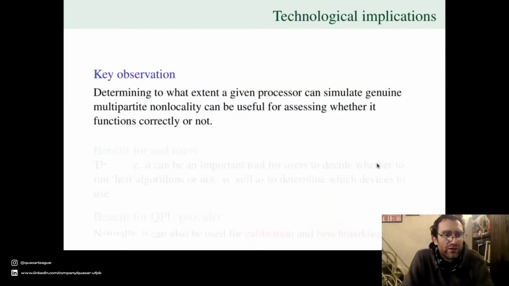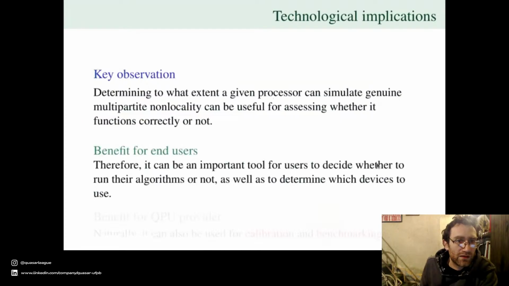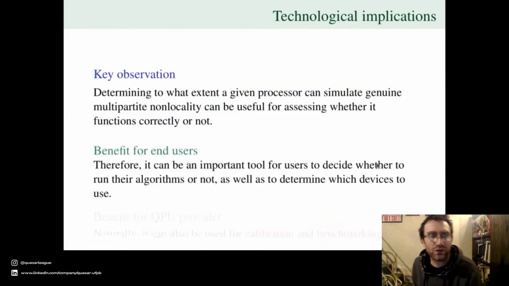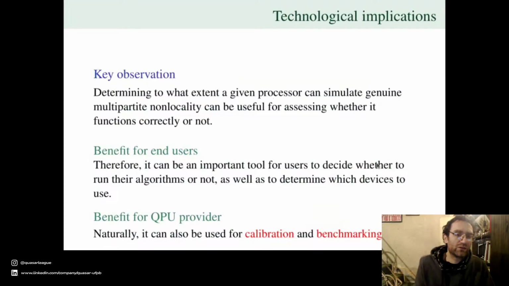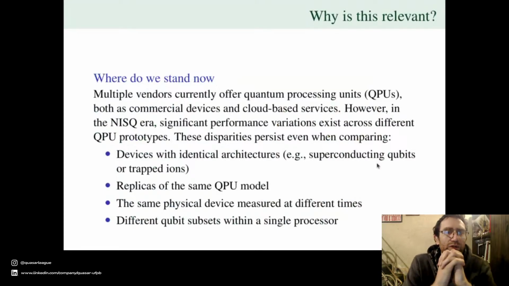One of the key observations we make is that determining to what extent a given processor can simulate genuine multipartite non-locality can be useful for assessing whether it functions correctly or not. Therefore, it can be used as an important tool for users to decide whether to run their algorithms or not, as well as to determine which devices to choose. It also benefits quantum processor providers because it can be used for calibration and benchmarking tasks.